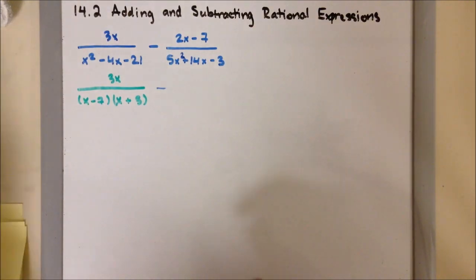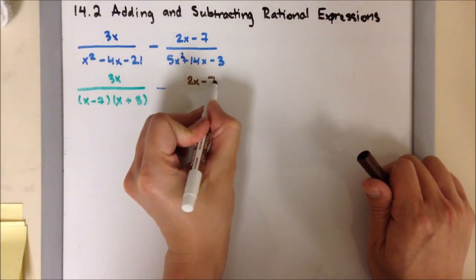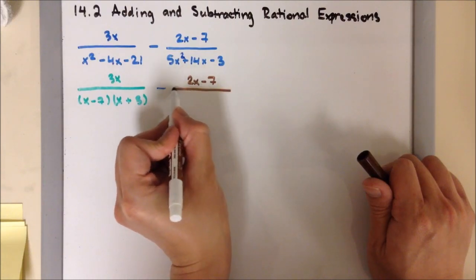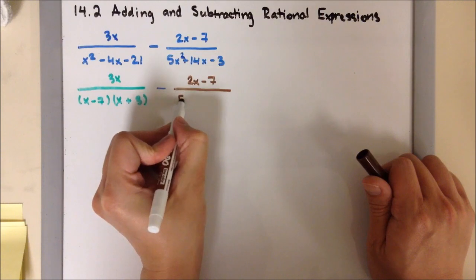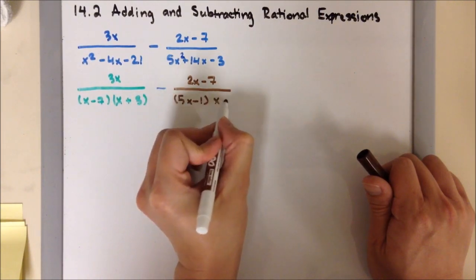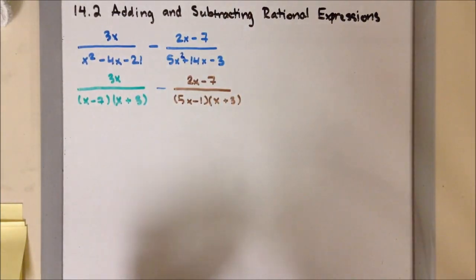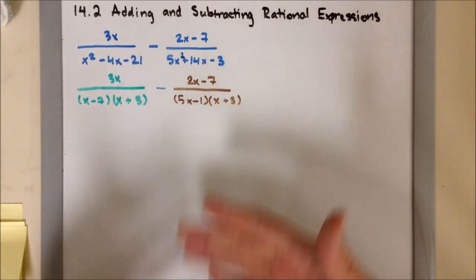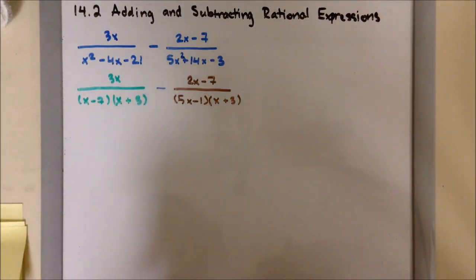So for the second fraction, I'm still going to have the 2x minus 7 in the top. Now when I factor the denominator, I'm going to have 5x minus 1 times x plus 3. Now again, I do recommend that you write out your work for factoring so that you can understand the whole process. You should be familiar on how to factor using all your factoring techniques.